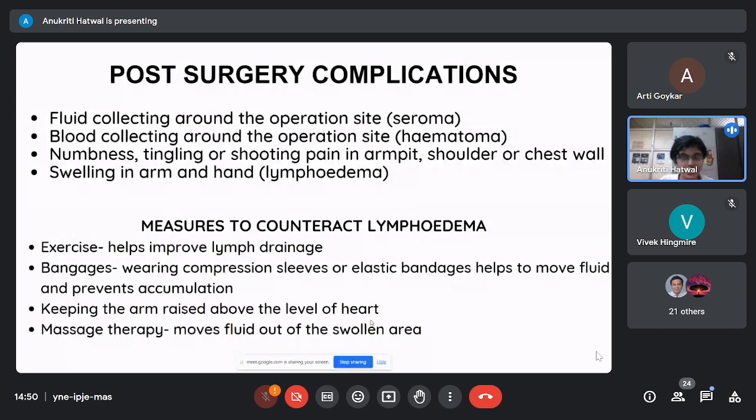There is a risk of long-term swelling, that is lymphedema, in the hand after removal of lymph nodes. Some easy measures to counteract lymphedema are exercise, which helps in improving the drainage, wearing compression sleeves or bandages, which prevent accumulation, heart elevation, and massage therapy. Some other complications of breast cancer surgery are blood clots developing in the leg, and bleeding from the infection.